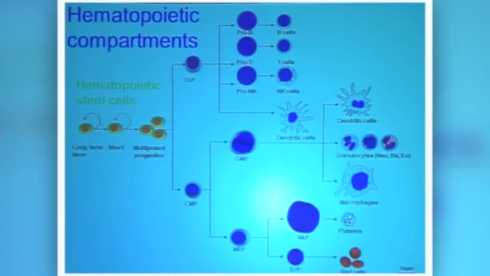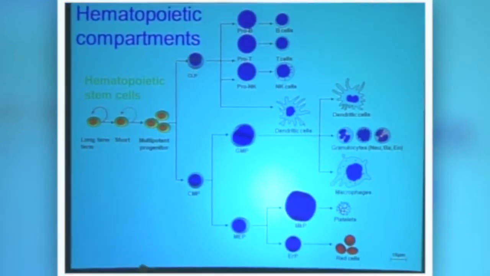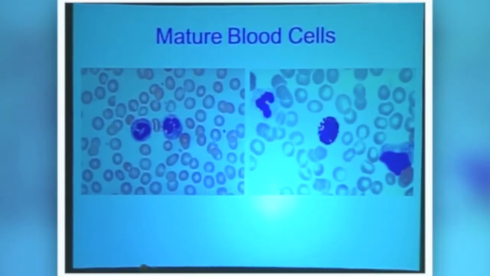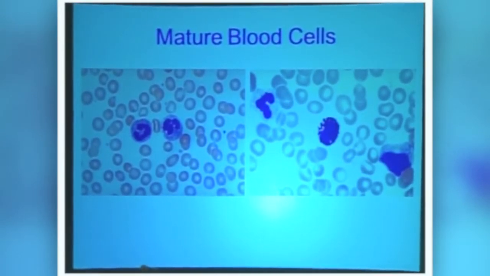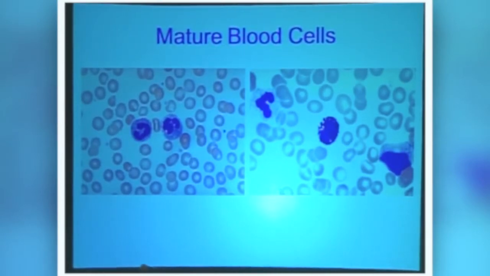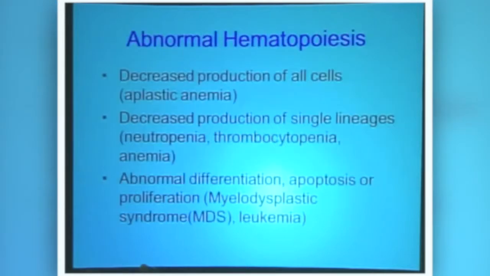Now, the hematopoietic compartments: again, the stem cells make multipotent progenitors, which then make the common lymphoid progenitor and common myeloid progenitor that subsequently lead to the right side of the diagram where all the mature blood cells are formed. And this is what the blood cells look like. There is a band cell on the left, the neutrophil, there is a basophil in the middle, and the monocyte. So this is what a normal blood smear looks like.